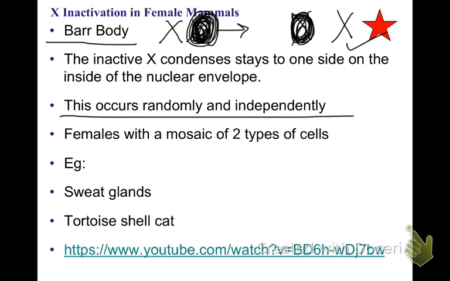Females are generally a mosaic with two types of cells. The example that we can use to explain that is sweat glands or a tortoiseshell cat. I would like for you to watch a video in order for us to understand that.